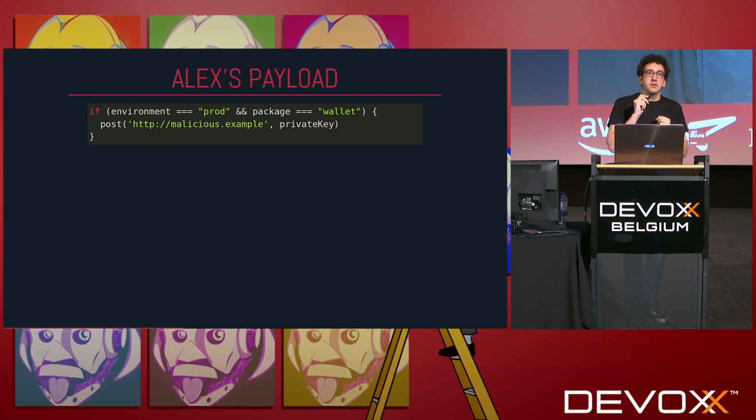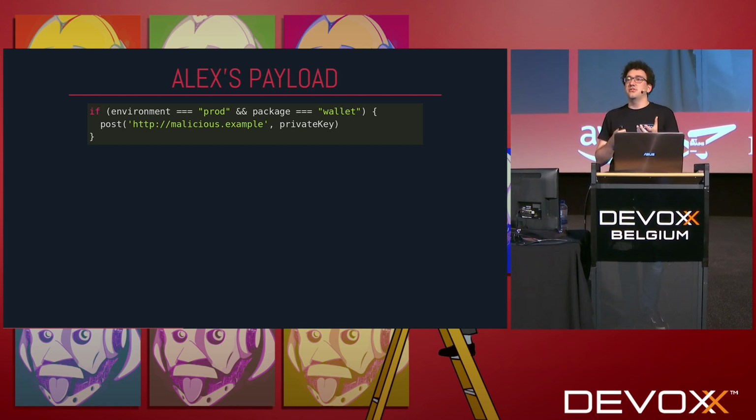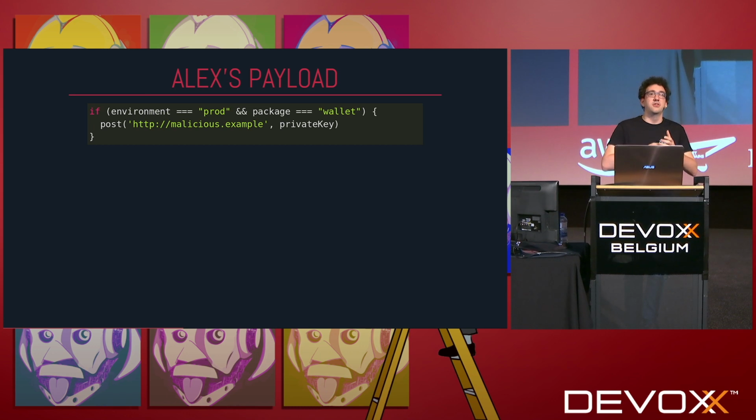So they wrap this in several layers of obfuscation, and it turns out they did a good job, because by the time the community has figured out what Alex has done, multiple versions of a vulnerable wallet have been released.